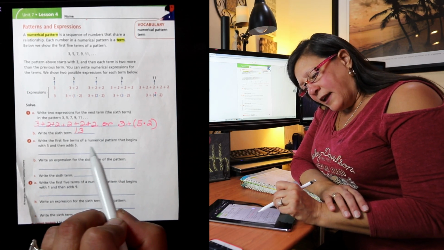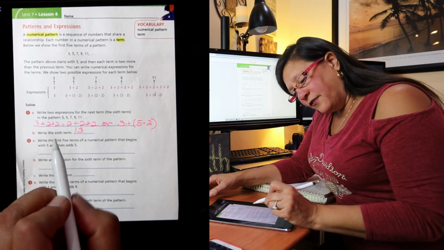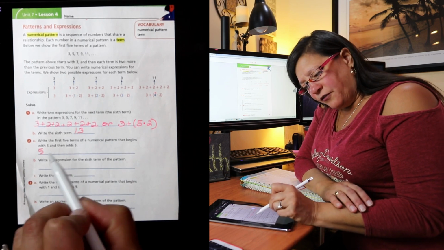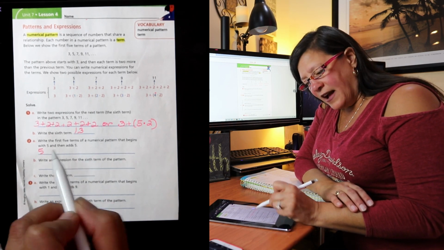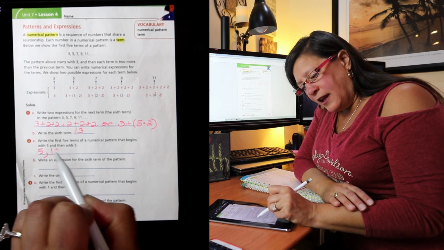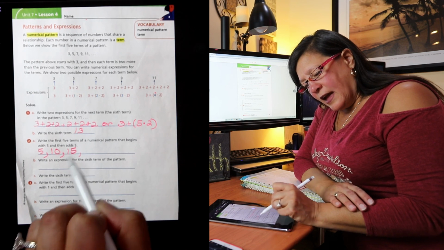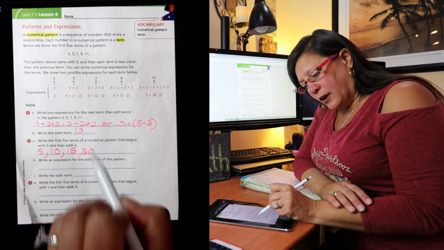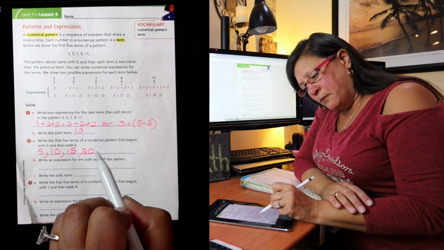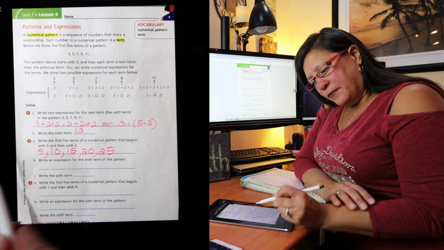Write the first 5 terms of a numerical pattern that begins with 5, then adds 5. So if you start with 5, what would the first 5 terms be? And then add 5. That's our rule. Start with 5. If you add 5 to 5, you get 10. Add 5 to 10, you get 15. Add 5 to 15, 20. It says the first 5 terms, so we need one more. Add 5 to 20, 25.